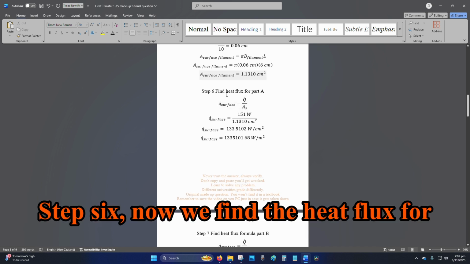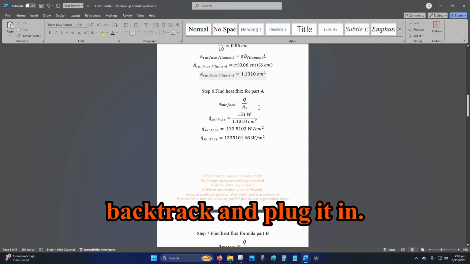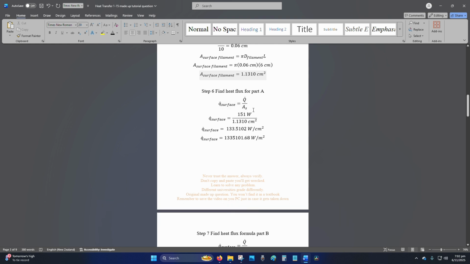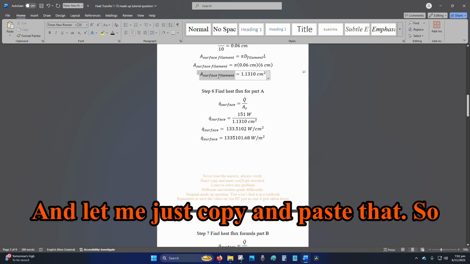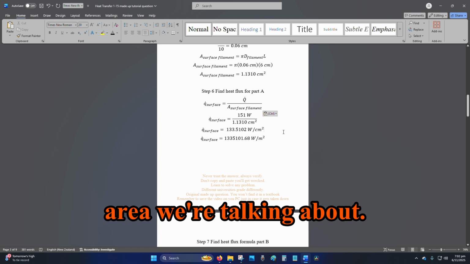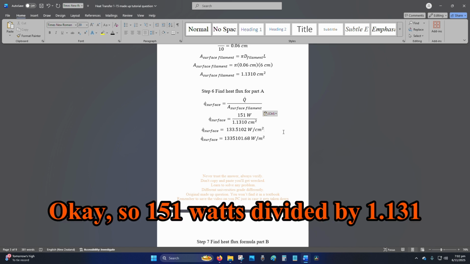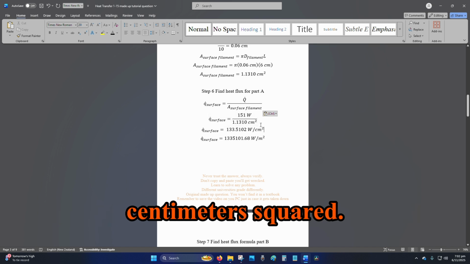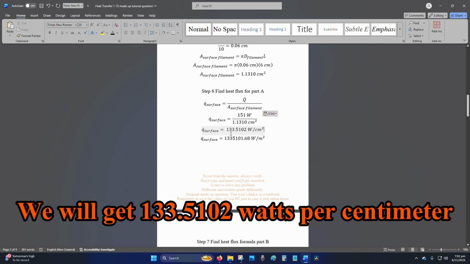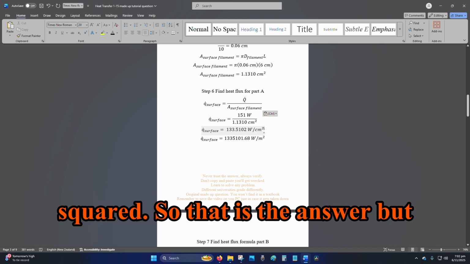Step 6, now we find the heat flux for part A. So we just backtrack and plug it in. And let me just copy and paste that so you know what surface area we're talking about. Okay, so 151 watts divided by 1.131 centimeters squared, we will get 133.5102 watts per centimeter squared.